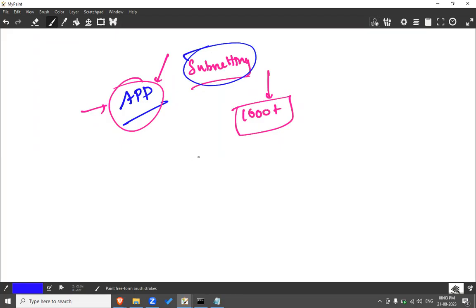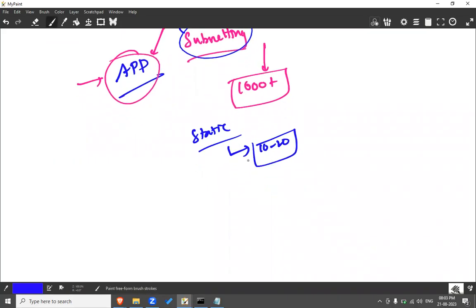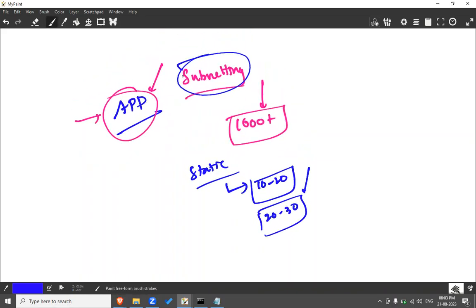If you take static routing, you can hardly find documentation, maybe 10 to 20 websites will give you documentation of static routing. If you go with DHCP, some 20 to 30 websites can give the information about DHCP. But if you search for subnetting, 1,000+ websites are dedicated, designed for this one alone, right?